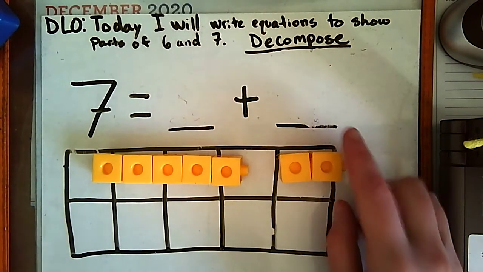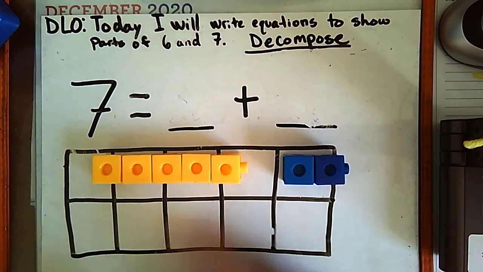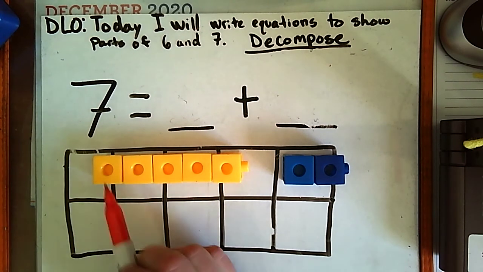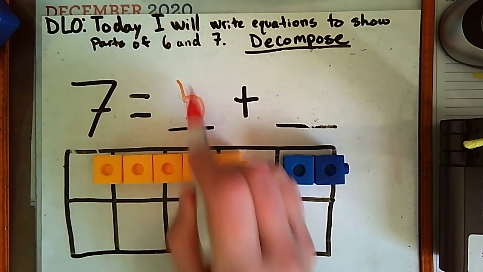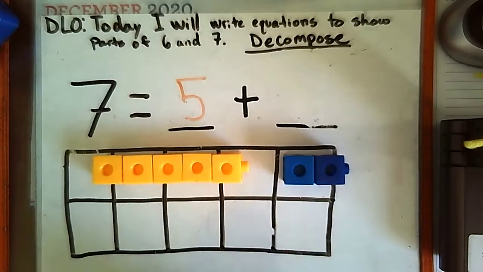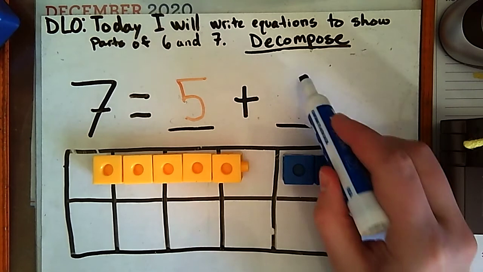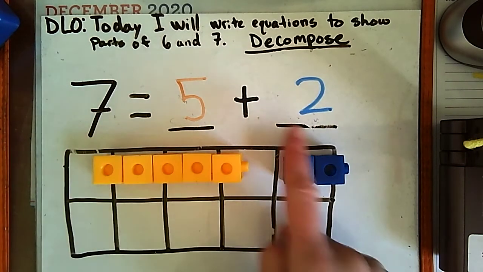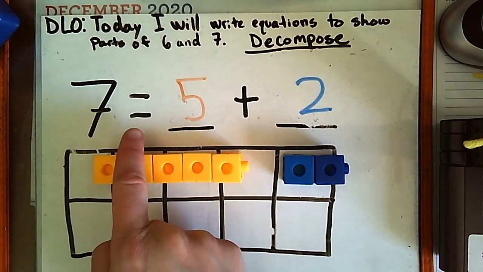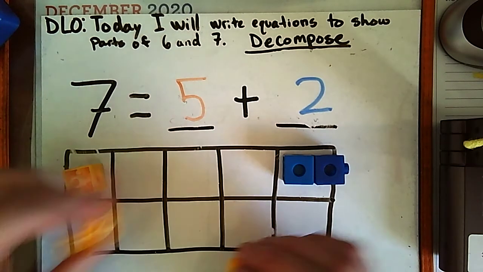I'm going to replace this part with blue because yellow is my first color I wanted to use. So I've got my two parts. Now I need to count them and write them in the equation. Let's count how many yellow we have. 1, 2, 3, 4, 5. Short neck, belly fat, Mr. 5 wears a hat. Plus, how many blue? 1, 2, candy cane foot. So if I were to read this equation, it would be 7 equals 5 plus 2. And if I put it on the 10 frame, I would break it apart.